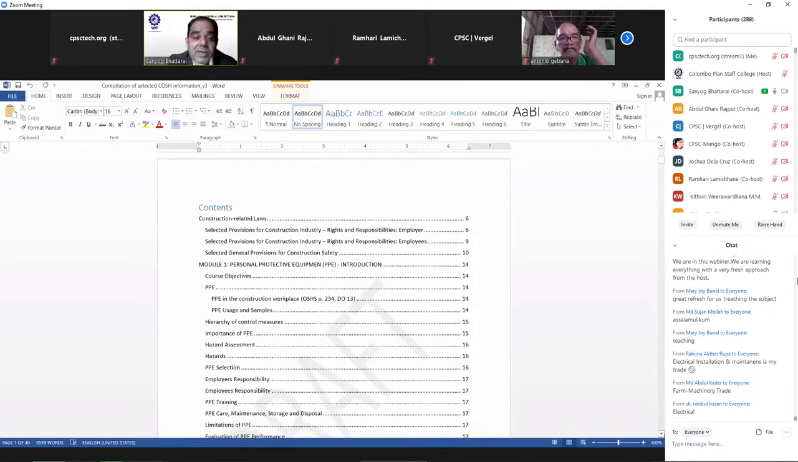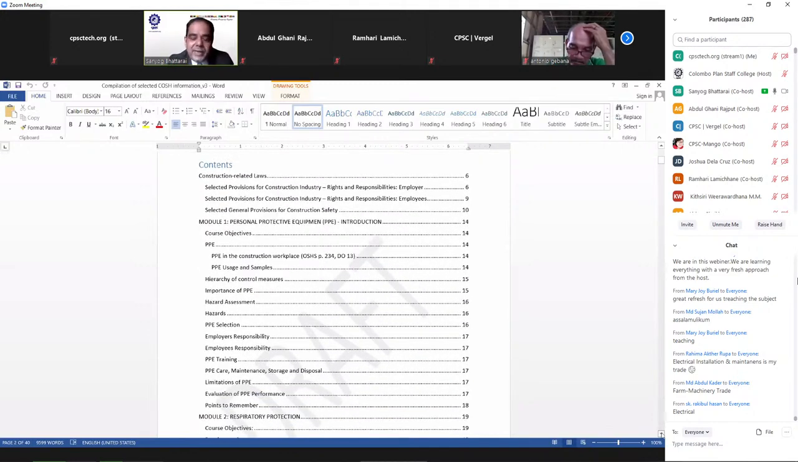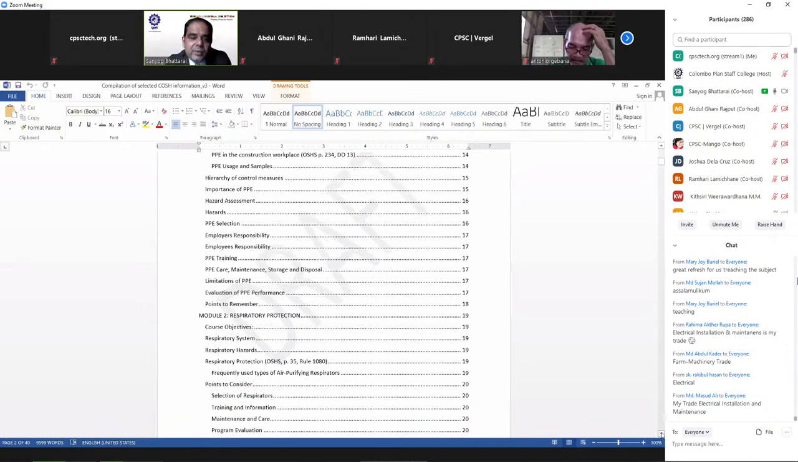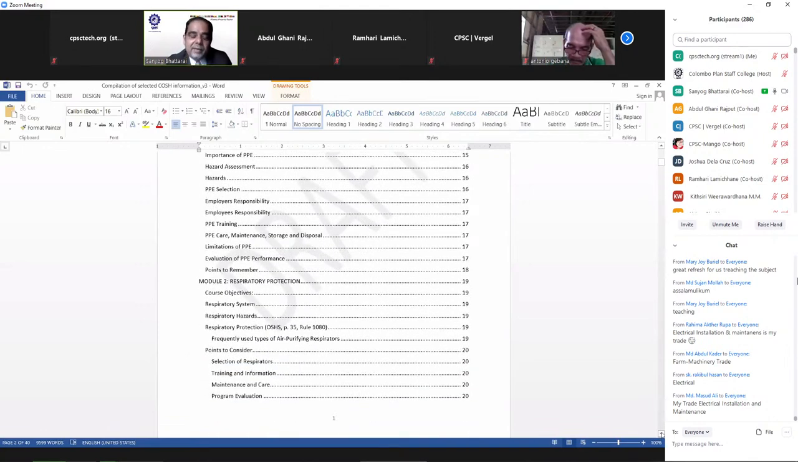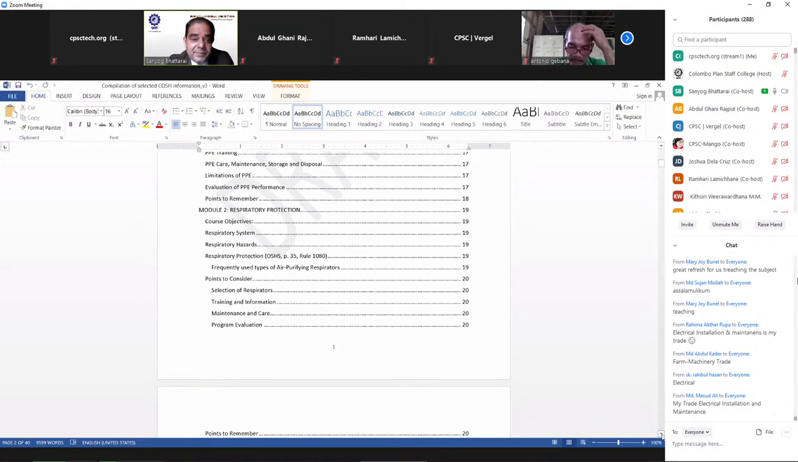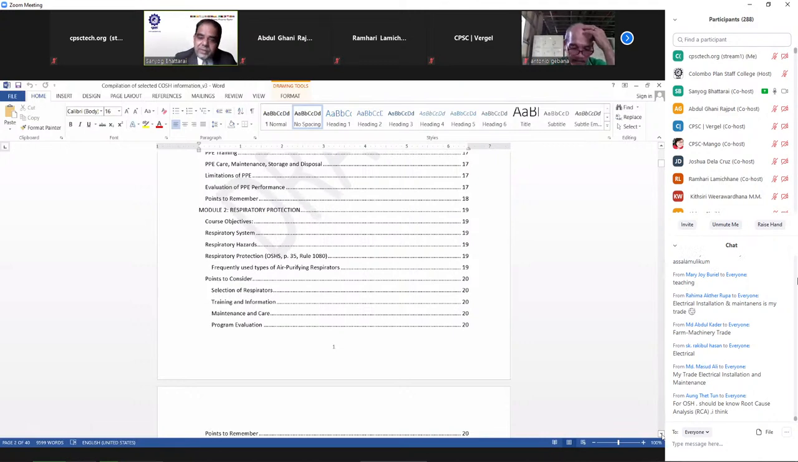Laws: there are different laws in the Philippines for the construction occupation, so we have to teach this to our students. What are the laws? What is our obligation? How can we follow the law? First, we have to introduce them to the different laws and regulations of the Philippine government. Then module one, personal protective equipment: introduction, what is PPE, how to wear those things. Then module two, respiratory protection, how we can protect our respiratory system, the lungs. So you can see respiratory system, respiratory hazard, respiratory protection, points to consider.